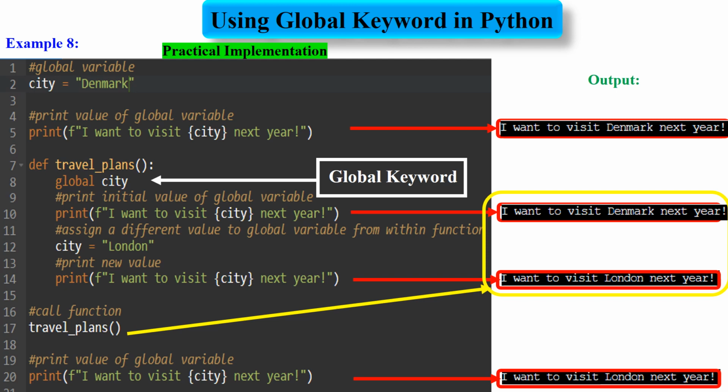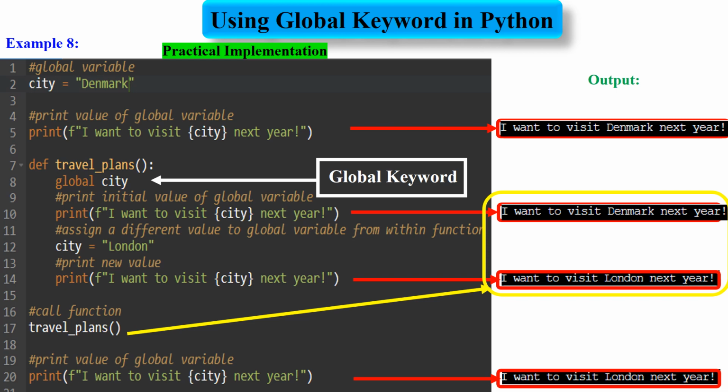In line 12, a new value of London is assigned to the global variable city from within the function. In line 14, the new value of the global variable city is printed using an f-string. The output will be, I want to visit London next year.